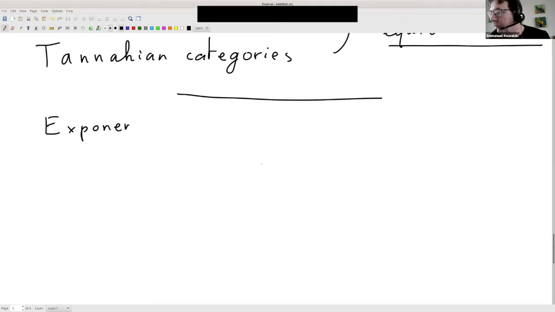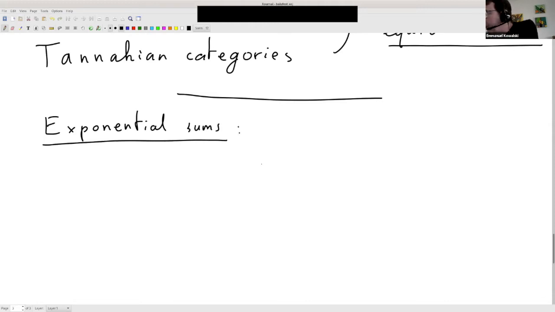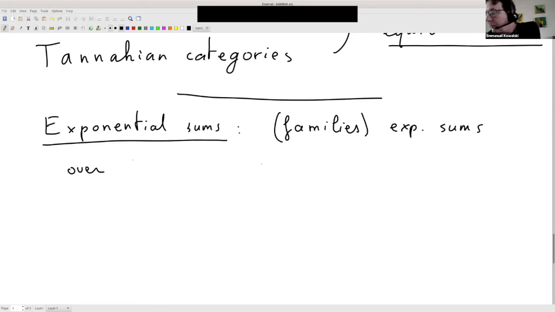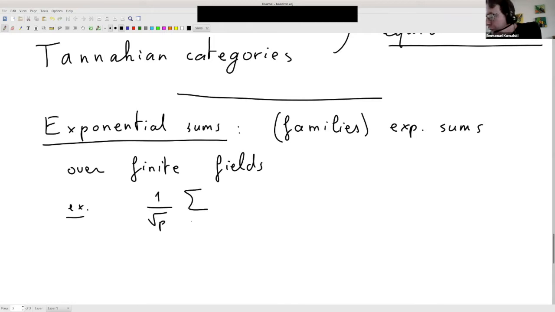So what kind of exponential sums are we looking at? We're looking at families of exponential sums over finite fields. And by families, I emphasize that means there'll be many different sums with some parameters, and we're going to look at their distribution. So the basic examples. It's usually convenient to normalize them in such a way that the Weil bound will tell us that they are bounded.